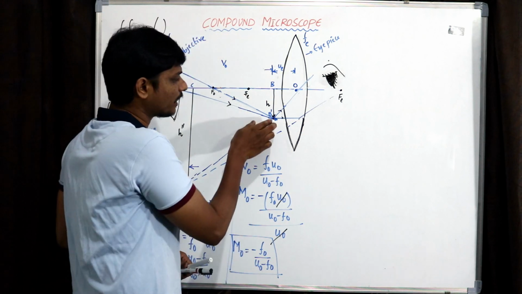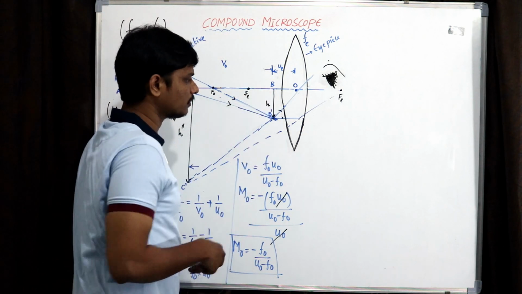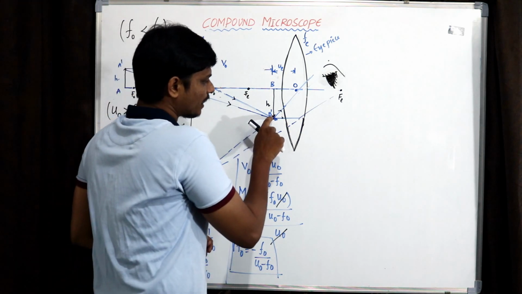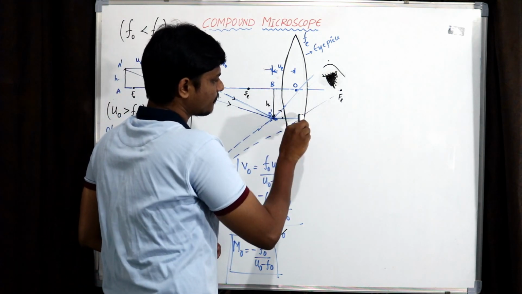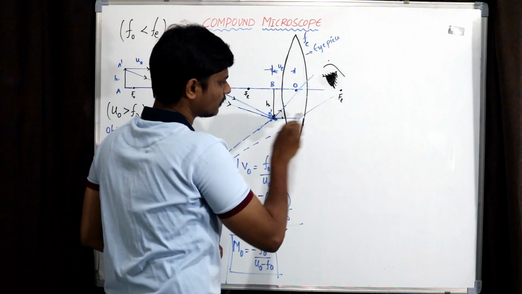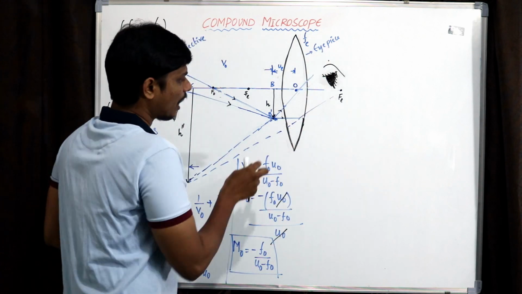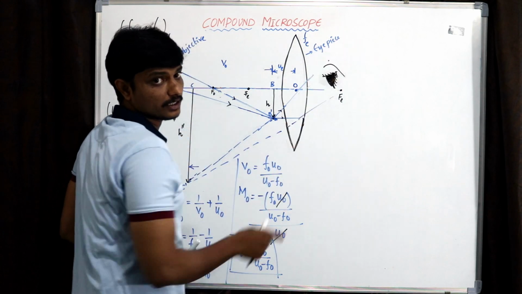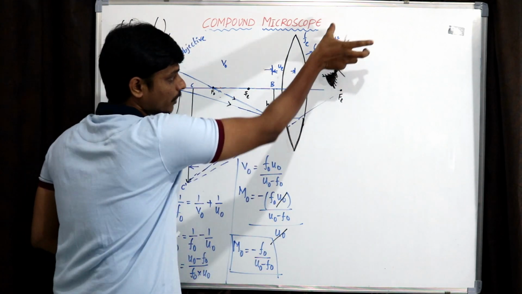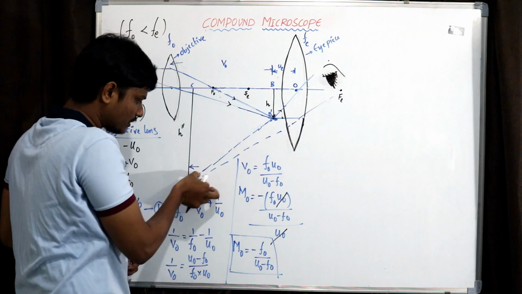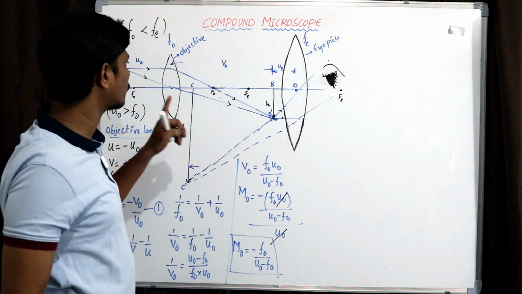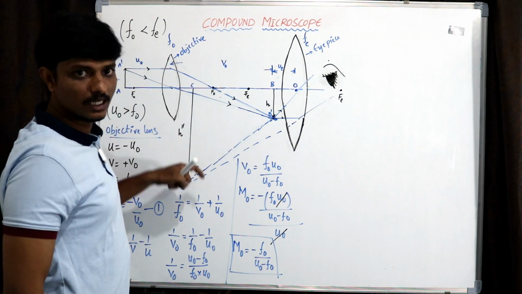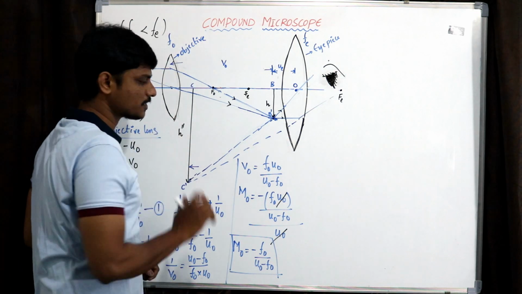Therefore, I have taken two light rays from the object, the image formed by the objective lens. One is parallel to the principal axis, the other one is passing through the optical center. Again, after refraction, these two light rays are diverging. Therefore, they will never meet at any point. If you extend those light rays, you will see the final image formed by the eyepiece is C dash. Let the height of the image be H dash.